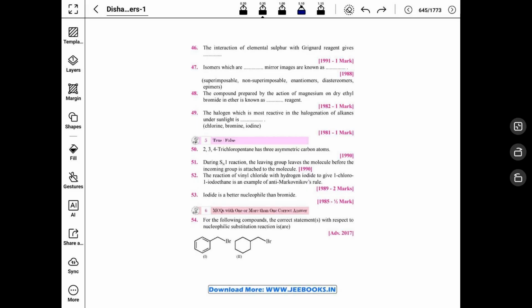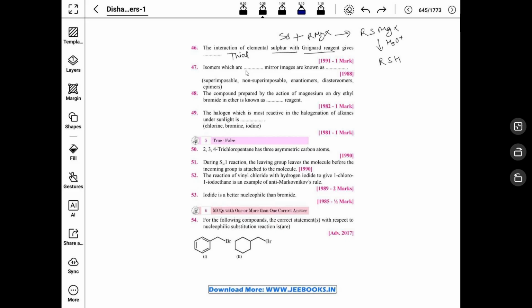Question number 46. The interaction of elemental sulfur with Grignard reagent gives what? So when elemental sulfur reacts with Grignard reagent, it gives RS salt formation followed by hydrolysis to give thiol. So it will give thiol.